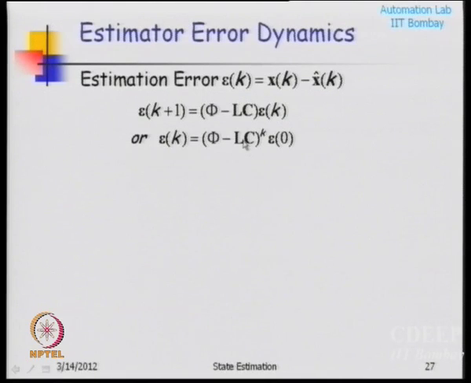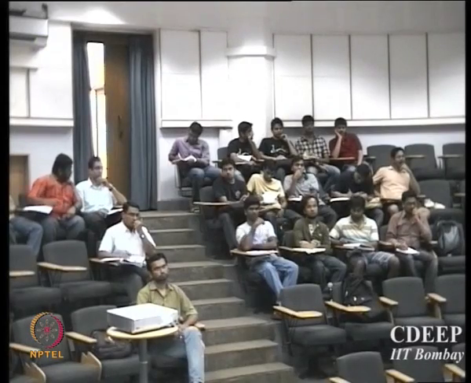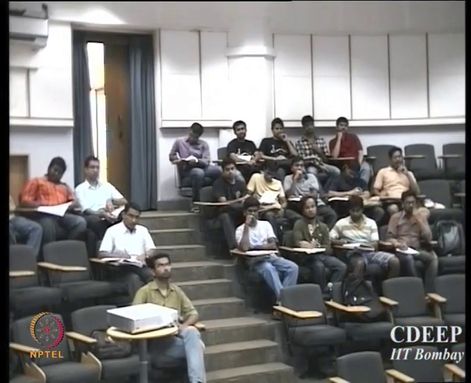Okay. How should I choose L matrix? What should be the primary criteria? Eigenvalues of phi minus LC should be inside the unit circle. What can you say if all the eigenvalues are close to 1? It will be slow, it will take longer time for the error to go to 0. What if the eigenvalues are close to 0? It will converge faster. So you have a choice now, and you should be able to dictate the speed of convergence by appropriate choice of L.